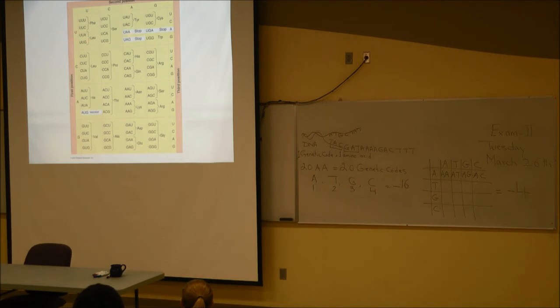UAA. Stop. Okay. We are going to practice this. So now you know why you must have three letters in each codon. Because by having one letter or two letters, there are not enough combinations to make 20 amino acids. A codon cannot have one letter or two letters, not enough combinations. The minimum is three letters.